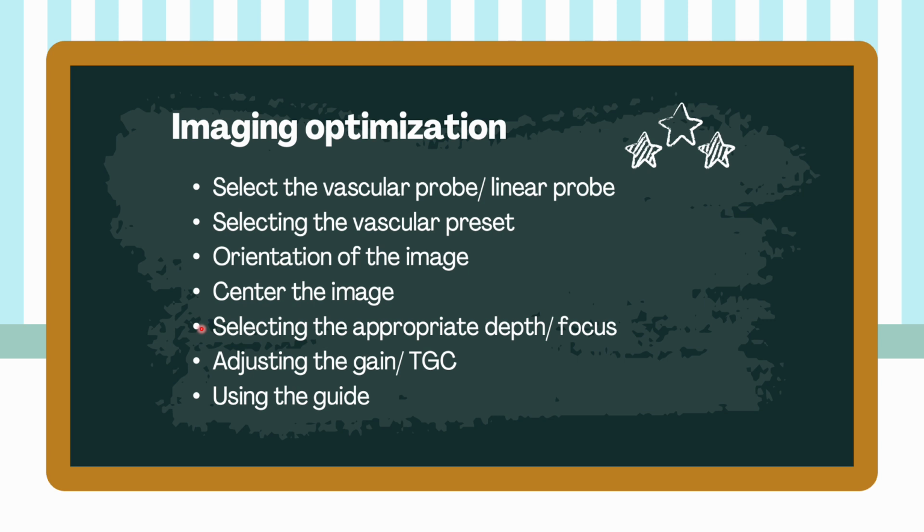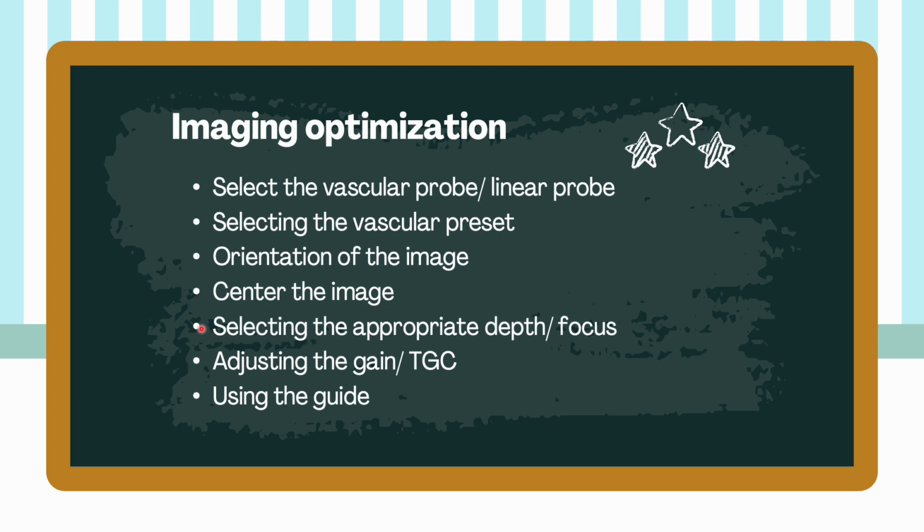For peripheral cannulations, a depth of 2 to 3 centimeters may be sufficient, as you want to see the vessel and just posterior to it to rule out posterior wall puncture during the procedure. Use your discretion when selecting the depth of the image based on the depth of your vessel.